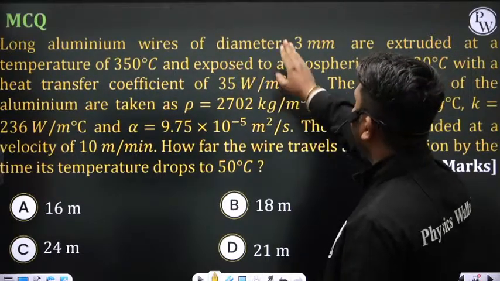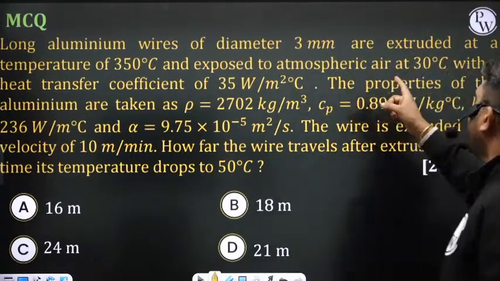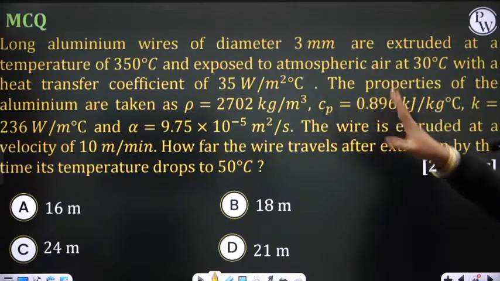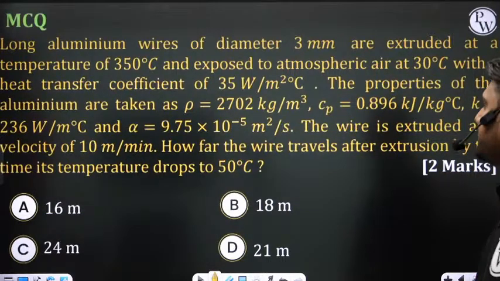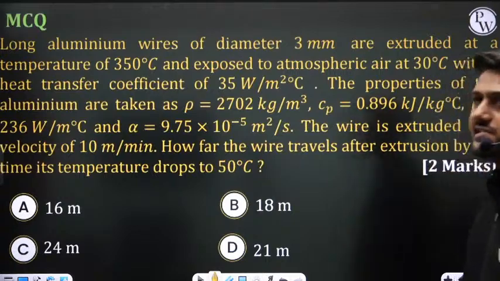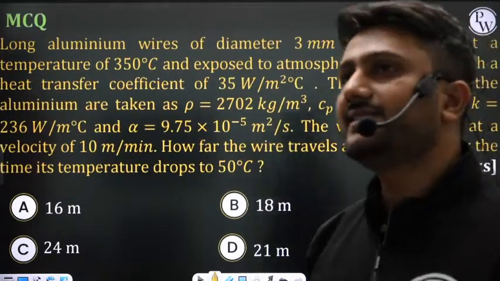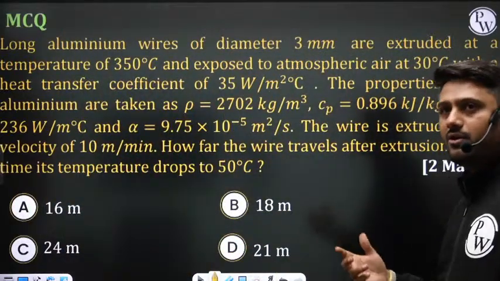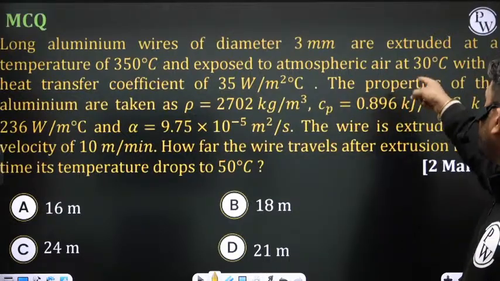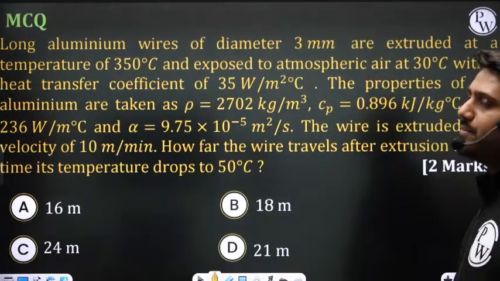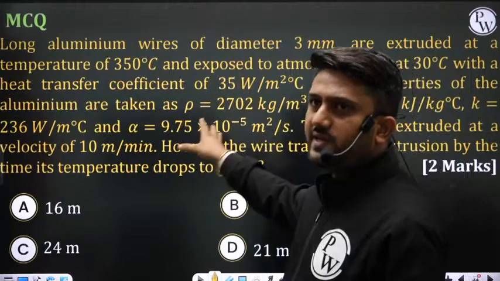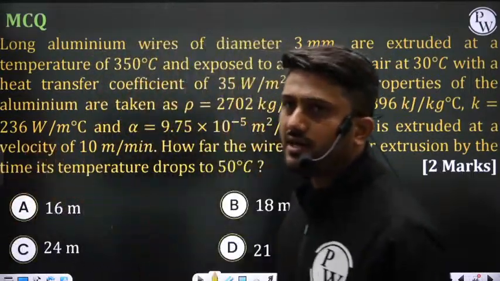So there is a long aluminium wire having a diameter of 3 mm and that is extruded, right? The extrusion process is going on at a temperature of 350 degrees Celsius. So what is the initial temperature of the wire? The initial temperature of the wire is 350 degrees Celsius. Now it is exposed to atmospheric air which is at 30 degrees Celsius. So definitely the temperature of the wire changes with time, because this wire is exposed to the atmospheric air at 30 degrees Celsius. So it is very clear this problem is based on the unsteady state, right?